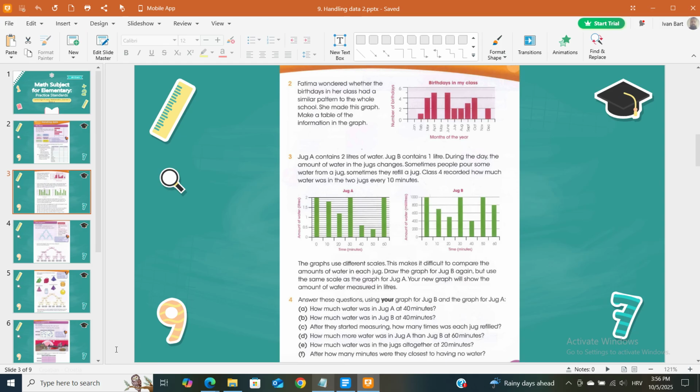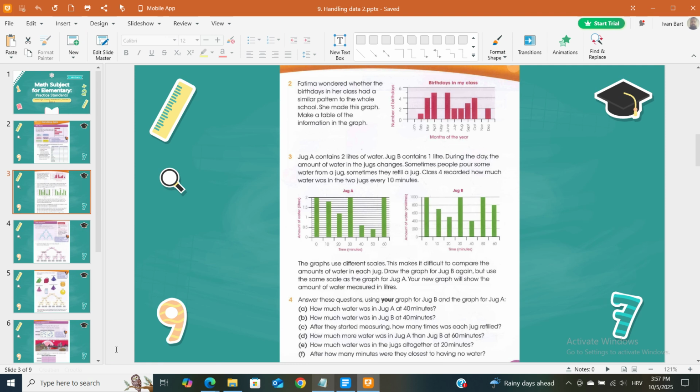4. Answer these questions, using your graph for jug B and the graph for jug A. (a) How much water was in jug A at 40 minutes? (b) How much water was in jug B at 40 minutes? (c) After they started measuring, how many times was each jug refilled?